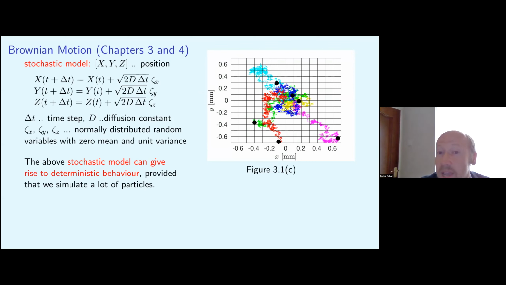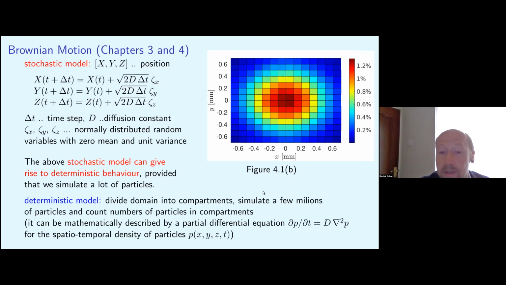I can take my domain and divide it into compartments, into a mesh, and ask the question: how many of these diffusing particles end up in each of these boxes at a given time? Then, if I simulate, say, a few million of these particles, I obtain very deterministic profiles for probabilities or concentration. Here I simulate a few million particles, all started from the origin, and in these boxes there's about a 1% chance that there'll be a final position after a certain time, and I'm getting a Gaussian profile here. Now this can be mathematically described by a partial differential equation.